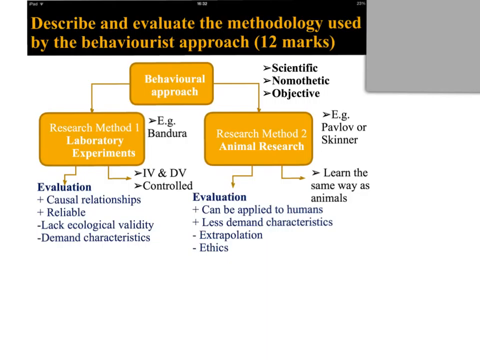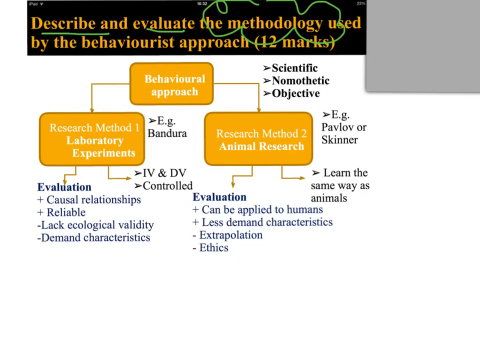Firstly, when we look at it, let's break down the question. So it's asking you to describe and evaluate. So we've got to do two things. There's two elements and there needs to be a relatively even balance on that. And it's looking at the methodology that the behaviourists use. Now the exam board are suggesting that in this answer really you need to be presenting two or more methodologies. My advice is just to do two rather than three.